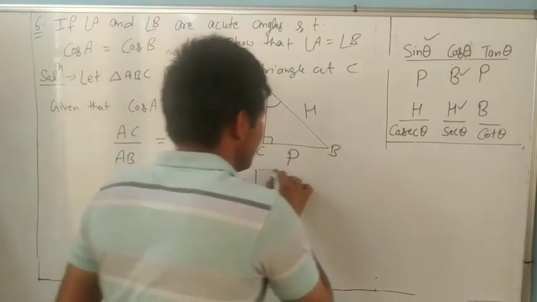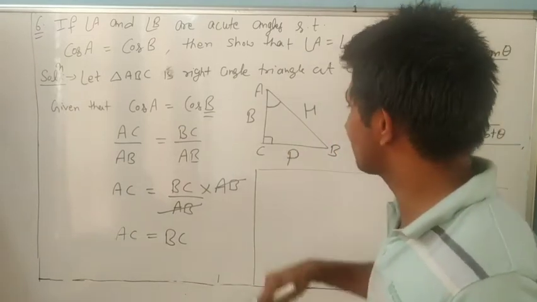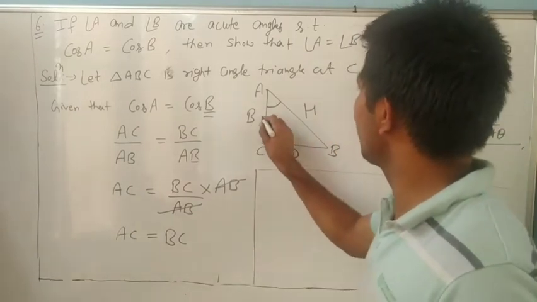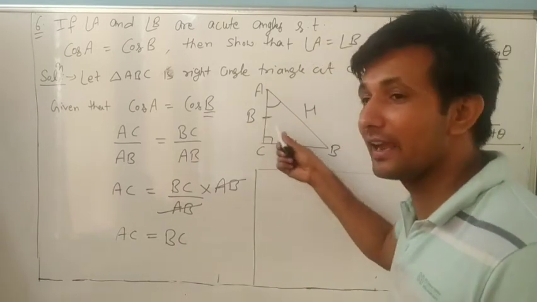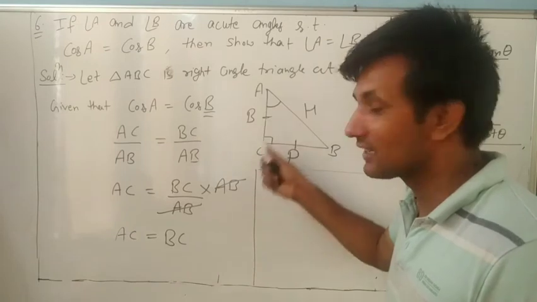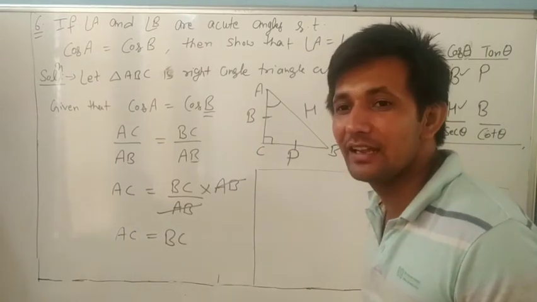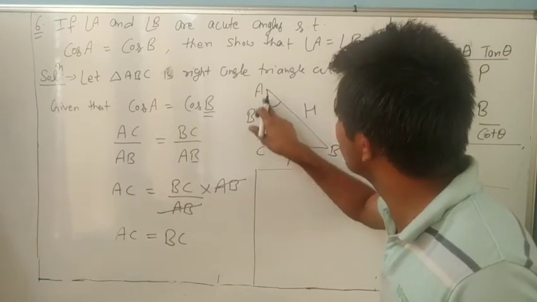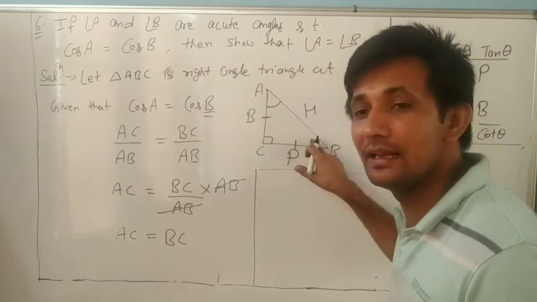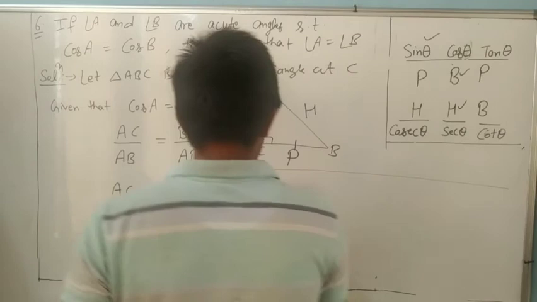BC. Now tell me, in this triangle, AC equals BC. If in a triangle sides are equal, then the opposite angles are equal. The opposite angle of BC is angle A. The opposite angle of this side is angle B. Angle A equals angle B. So you can write this theorem.